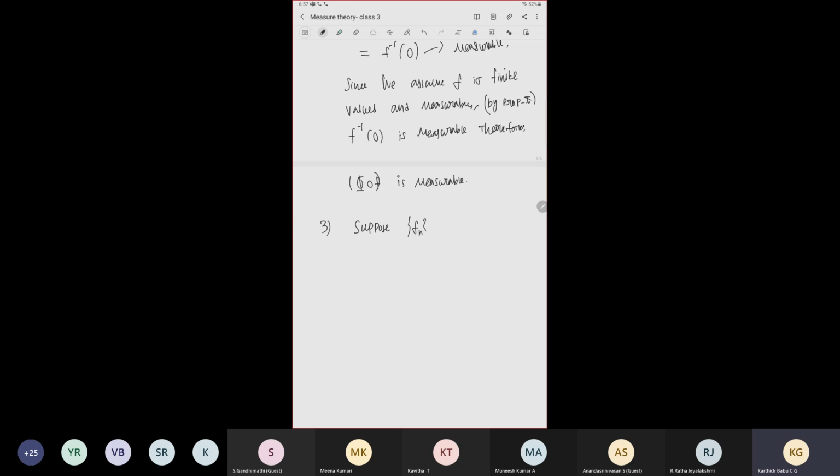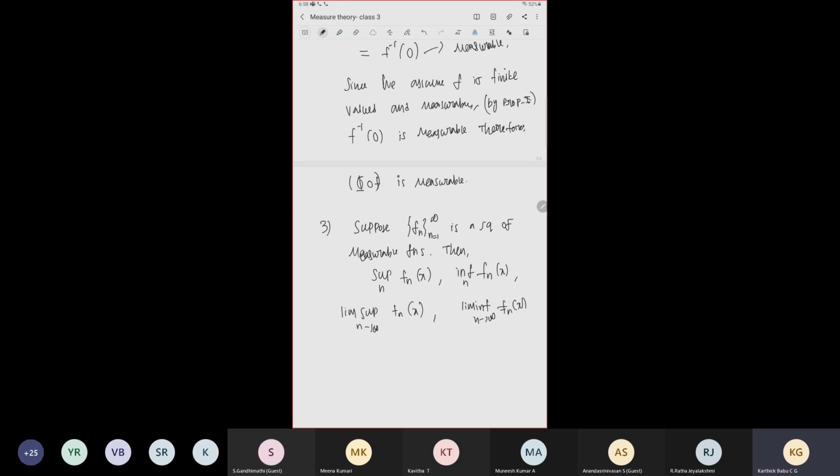Suppose f_n, for n equal to 1 to infinity, is a sequence of functions. We have to say measurable function, otherwise, so all the functions we are considering are measurable functions. Then the supremum over n of f_n of x, and the infimum over n of f_n of x, and the limit supremum over n of f_n of x. So we know that the limit may not exist, but the limit supremum and limit infimum always exist, actually.